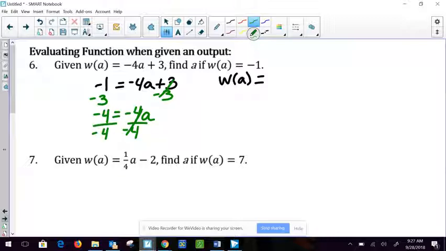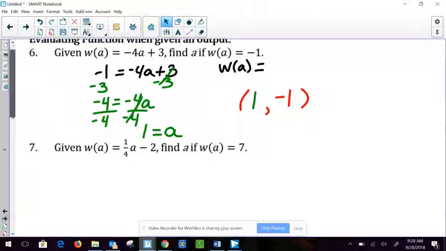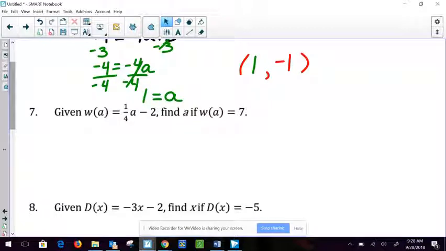And so I get negative 4 divided by negative 4 is 1, and that is equal to my a. So thinking about a graph, this time we were given our y value, negative 1, and we had to go back and figure out what value of x matches up with that. So a 1. That's kind of where that came from. So let's go ahead and look at another one.